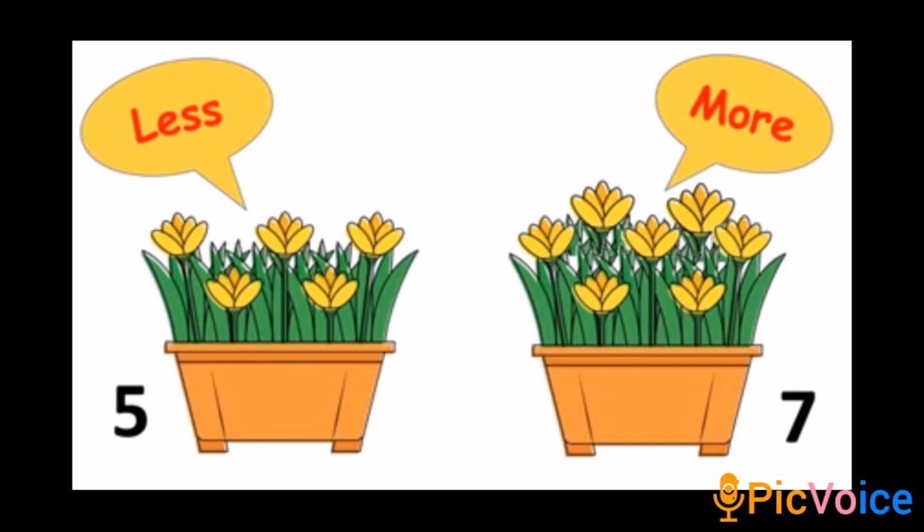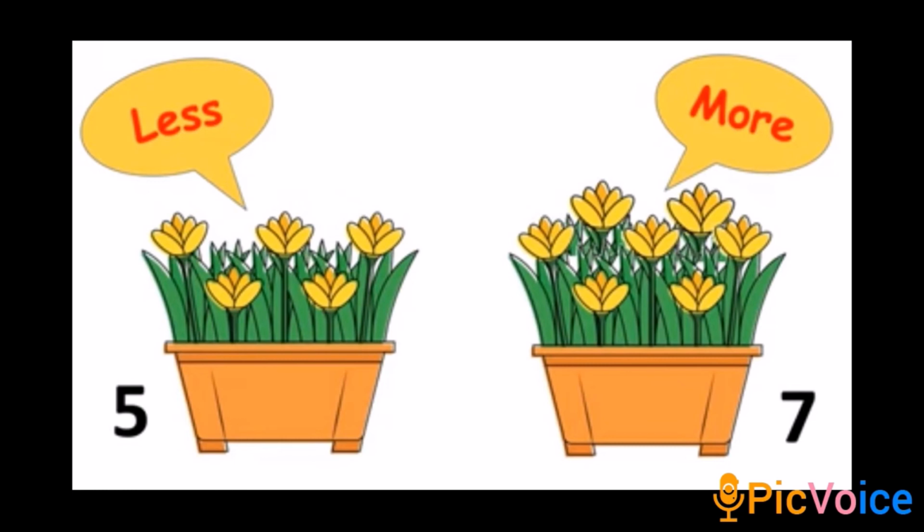Okay children, for that what you have to do first is count the flowers, okay, and then you have to write the numbers, and then we have to compare which flower is greater. That only we are going to say it is more or less. Okay children, see, first we are going to count the flowers in the left hand side pot. Shall we start to count it? See, 1, 2, 3, 4 and 5. See, there are 5 flowers in the left hand side flower pot.